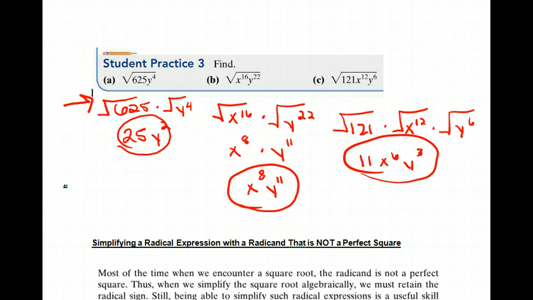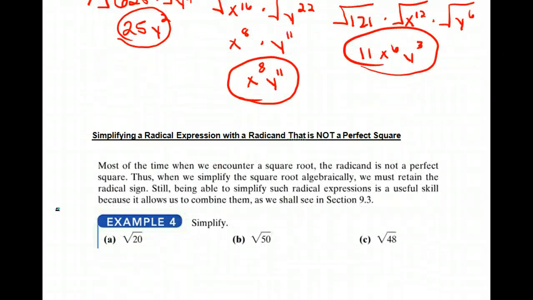Now, let's talk about simplifying a radical whose radicand is not a perfect square. Because there will be times where you are being asked to leave your answer in radical form, which means that you cannot put this into your calculator and get a decimal. You're going to be expected to simplify it and leave it in square root form with a radical.